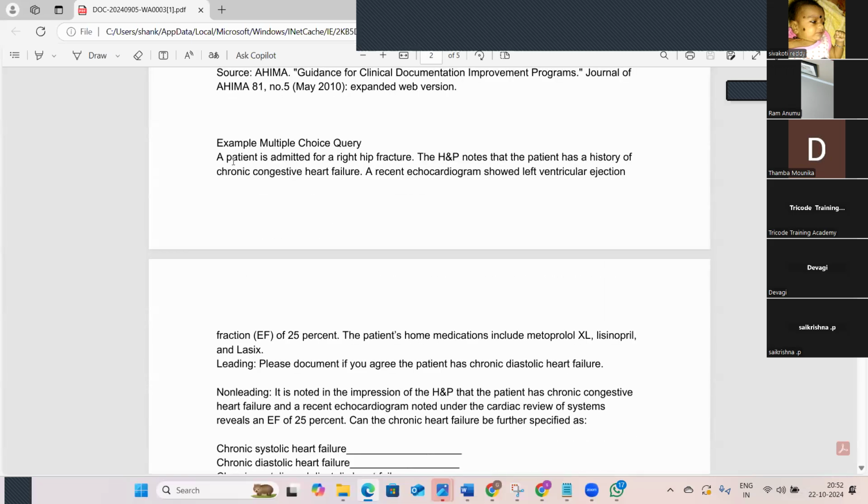Now see, the patient is admitted with a right hip fracture, and the H&P notes that the patient has a history of chronic congestive heart failure. Guys, focus on the documentation. A recent echocardiogram showed a left ventricular ejection fraction of 25%. The patient's home medications include metoprolol XL, lisinopril, and Lasix. Okay, can anyone tell me what query you are going to raise here?